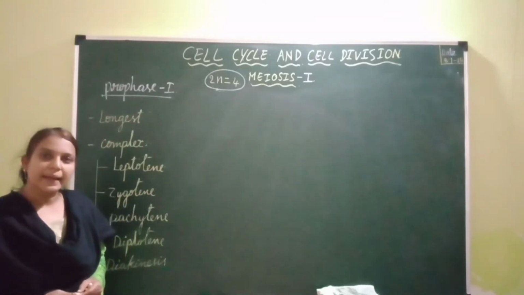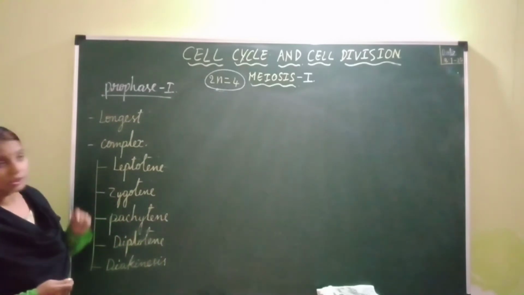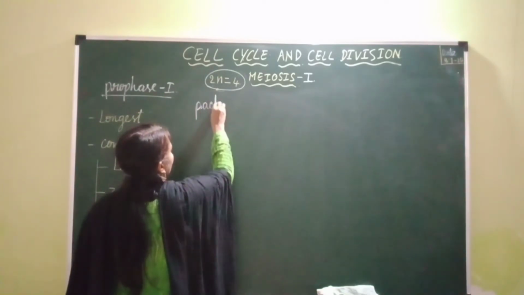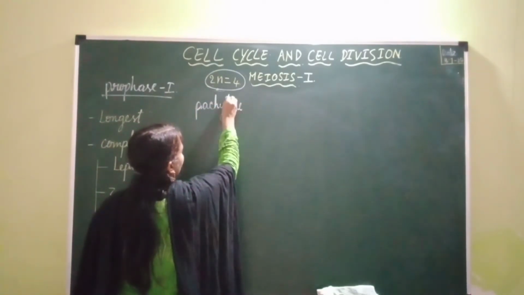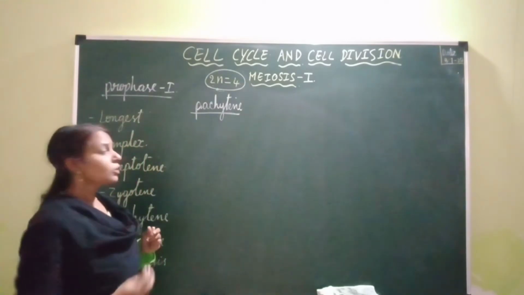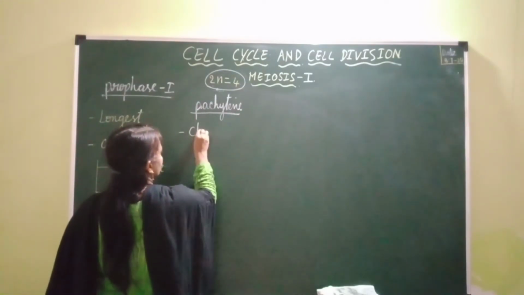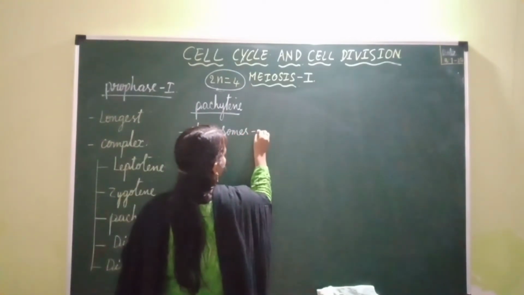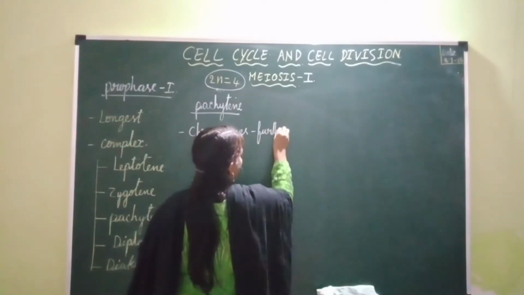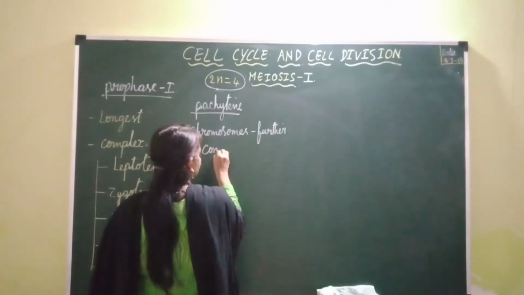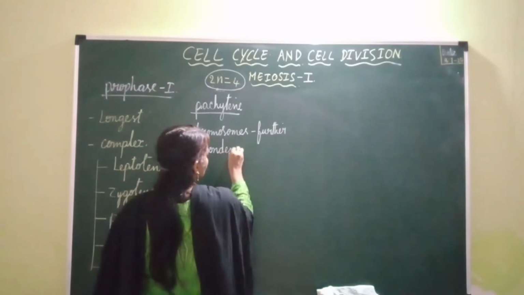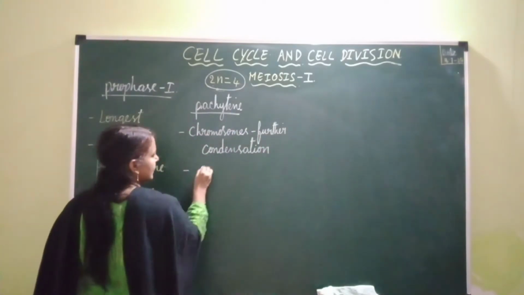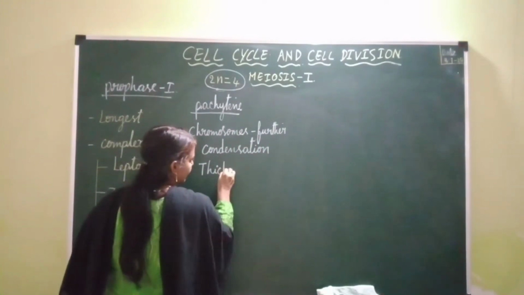Now let's start with Pachytene stage. That is the next stage of prophase I. During this stage, chromosomes show further condensation, and hence these chromosomes appear very thick and short.